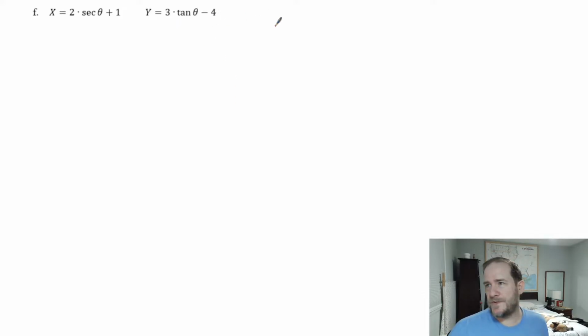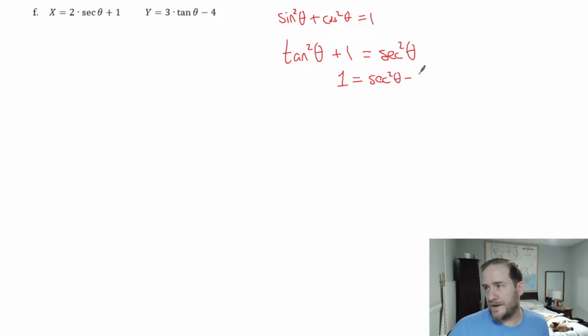For F, just think about how before we were using sine squared theta plus cosine squared theta equals 1, and we used that trick to eliminate our parameter. Now that we're working with secant and tan, you're going to want to use the fact that tan squared plus 1 equals secant squared. But not in that order. You would just want the 1. So isolating the 1 means that secant squared minus tan squared is 1. So memorize that.